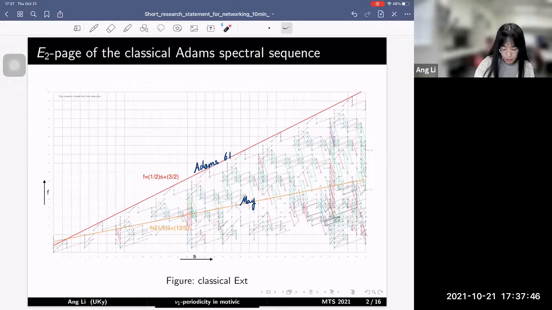So what does this line tell us? Above this line, we see those repeated patterns. Those are given by applying the v1-periodicity operators. And this line is saying that above this line, applying that operator gives you an isomorphism.